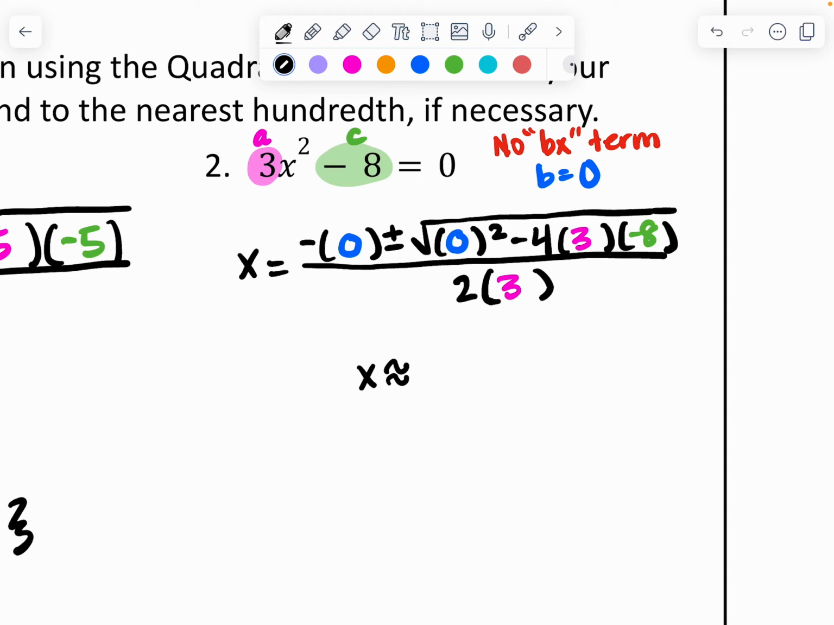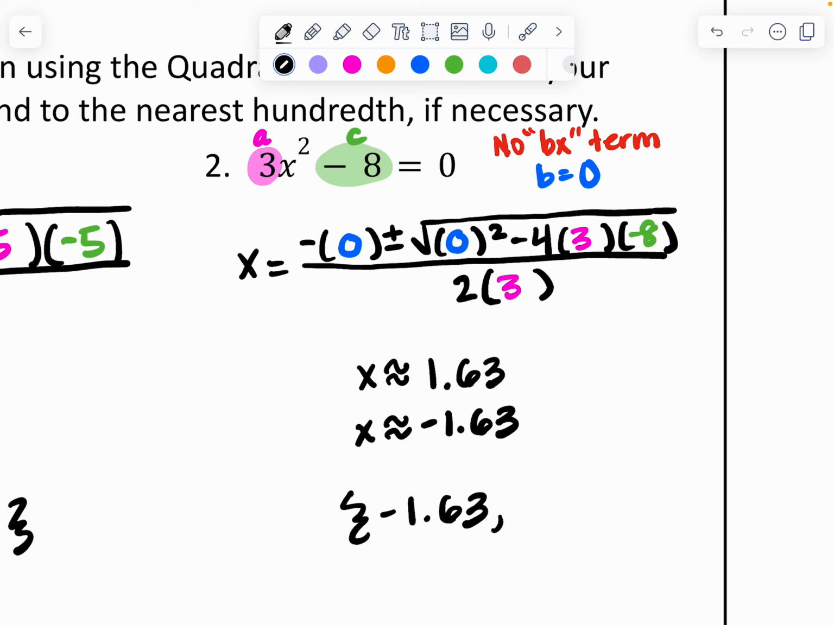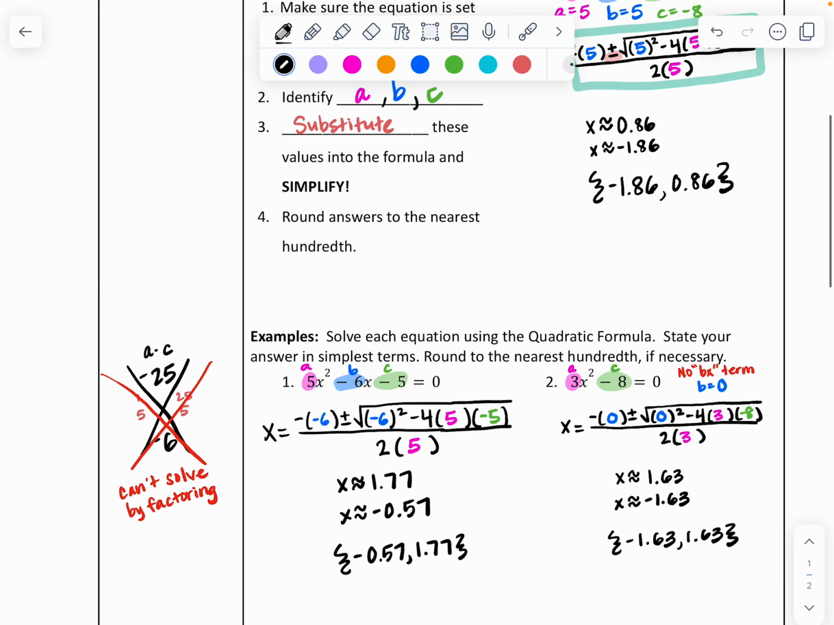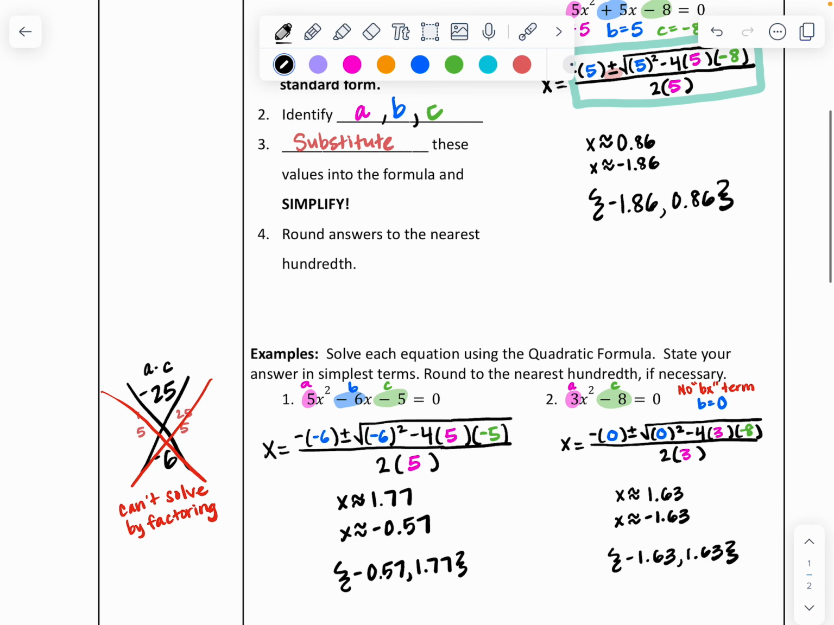Okay, so the two answers you should have gotten are positive 1.63 and negative 1.63. All right, so that's what you'll be practicing today in your homework.